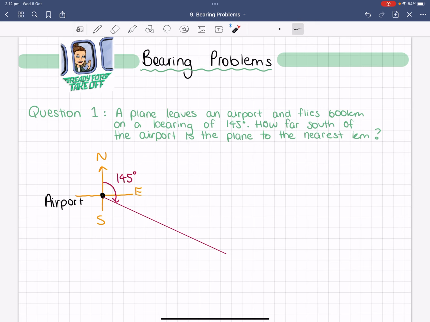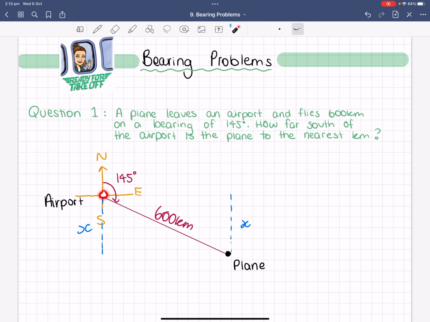And if it's traveling for 600 kilometers, that means this is also a length of 600 kilometers. And this is where our plane now ends up. So here's our plane. And then it says, how far south of the airport is the plane to the nearest kilometer? So how far south means that if this is our airport and this is our plane, it is south, right? Not directly underneath, but how far south means what is that distance there. It's the same distance as over here.